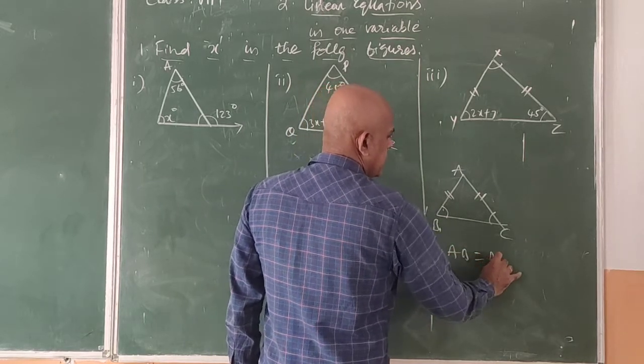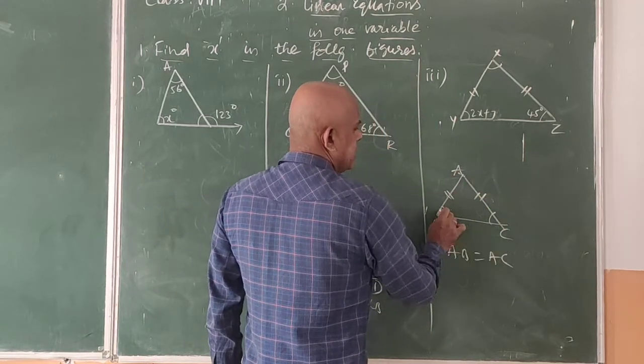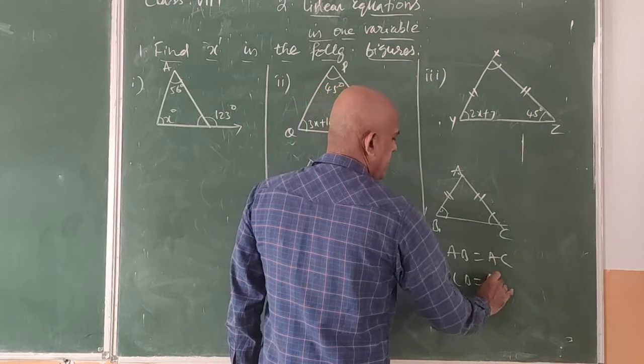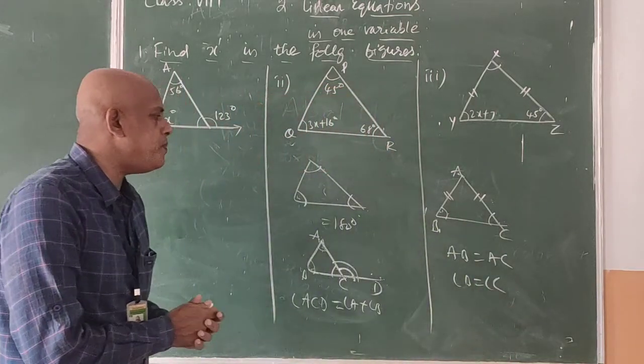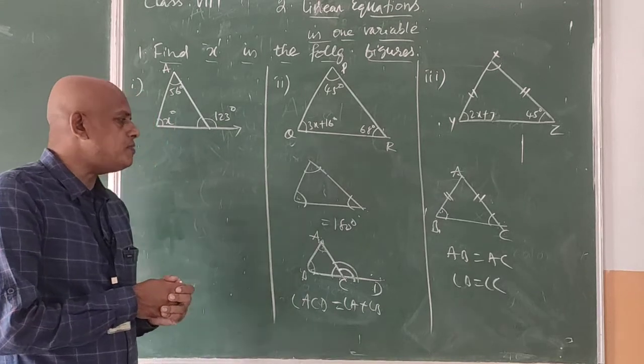Here AB is equal to AC. Then their opposite angles are equal. Angle B is equal to angle C. Based on these three properties, we are going to solve the problems on triangles.